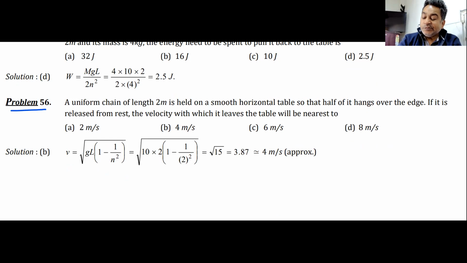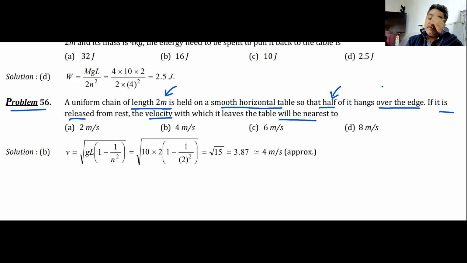Problem number 56. Uniform chain of length 2 meter is held on a smooth horizontal surface. Half of it is hanging over the edge. If it is released, find the velocity with which it leaves the table. 2 meter length, half of this is hanging. With what velocity does it leave the table? You can take the value of g as 10 just to simplify your answer.